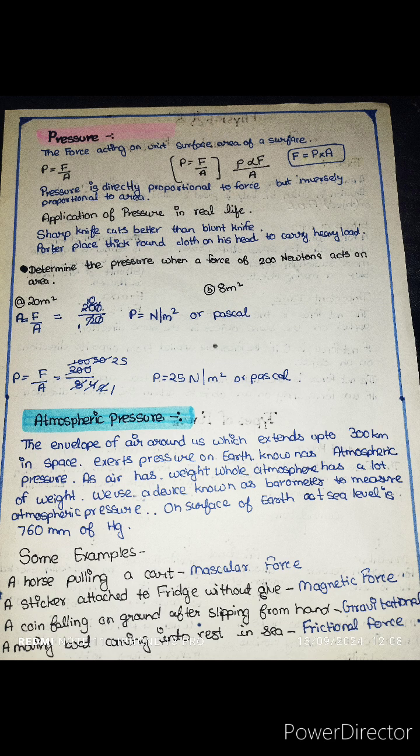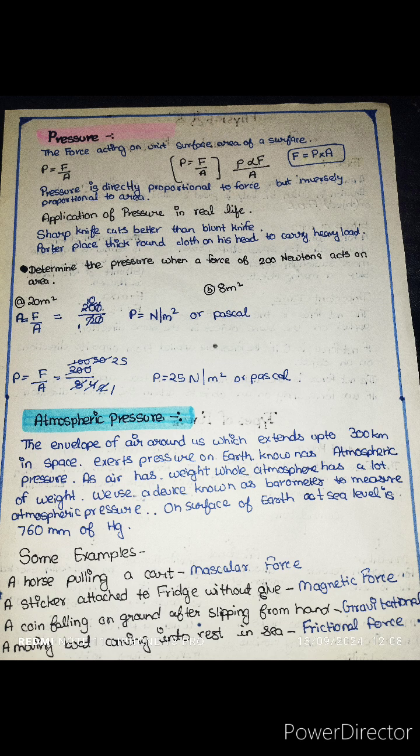But for measuring the atmospheric pressure, we use a device known as a barometer. It is a 1 or 2 marks question. You can get this as an MCQ or as a fill in the blank. So remember this, it's very important. Next, on the surface of earth at sea level, it is 760 mm of Hg. So Hg is a unit of measuring atmospheric pressure.